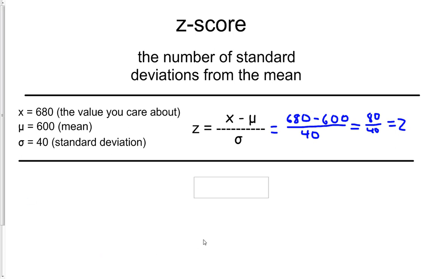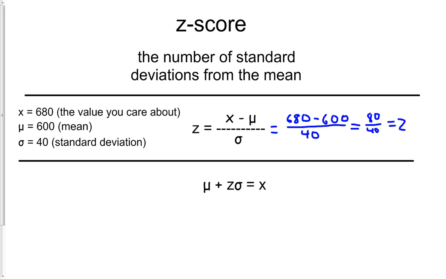Finally, let's take a look at working backwards. If you were to take this formula here and use some algebra to solve for x, you multiply both sides by sigma, and then add the mean to both sides so that you're left with x alone on one of the sides. And that's what this formula is, just using some algebra.